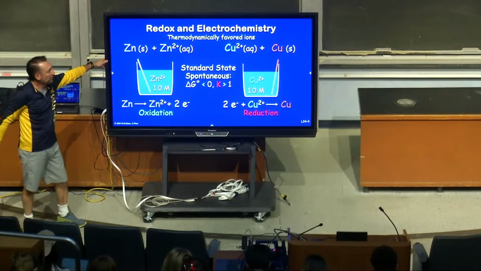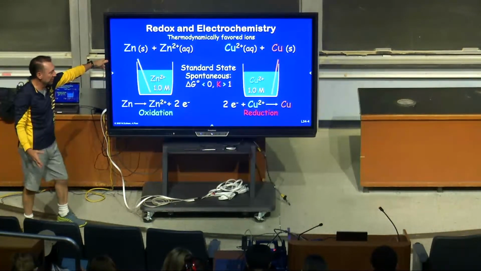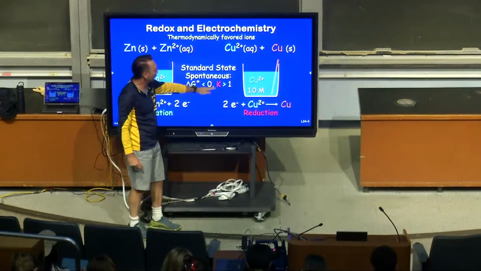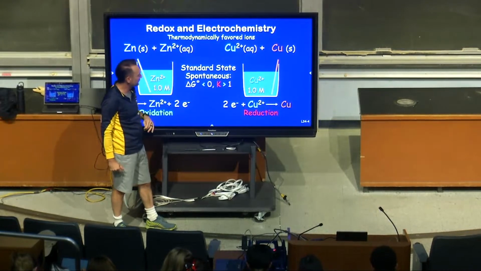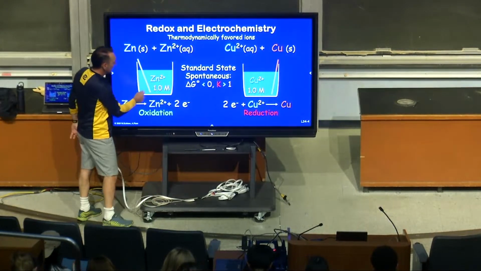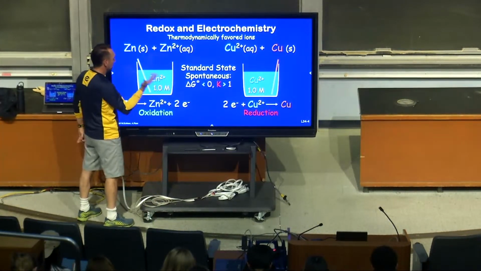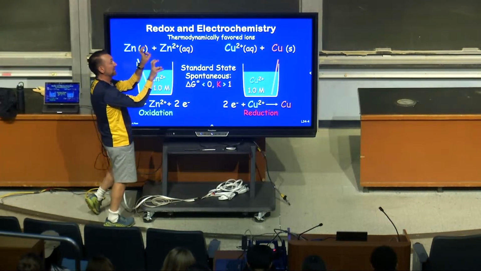We want to know which direction these go. For which orientation are K's greater than 1 or standard state free energies less than 0? I will tell you, I've written it the answer way.